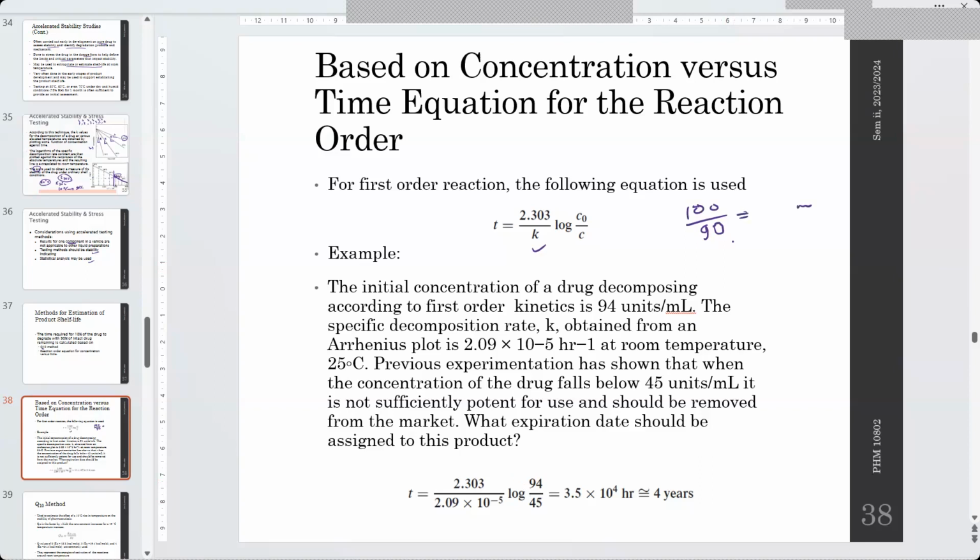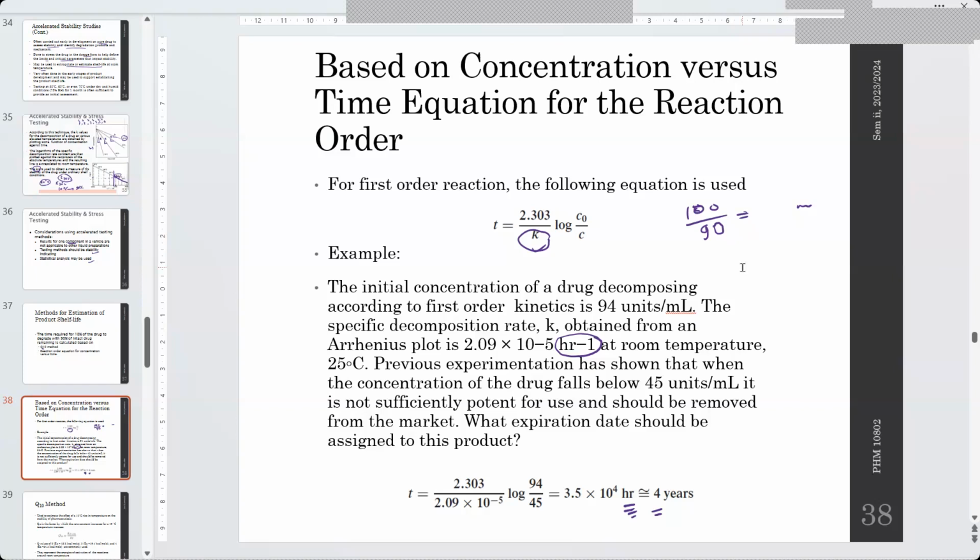The unit of that time is the same as the unit on K. So K here is hour to the power -1, so the time calculated is in hours. And then I convert into years. So here I get the shelf life is 4 years. Okay, so this is for decrease from 94 to 45, but regulatory bodies usually, for most drugs, use the 90% as the expiry point.